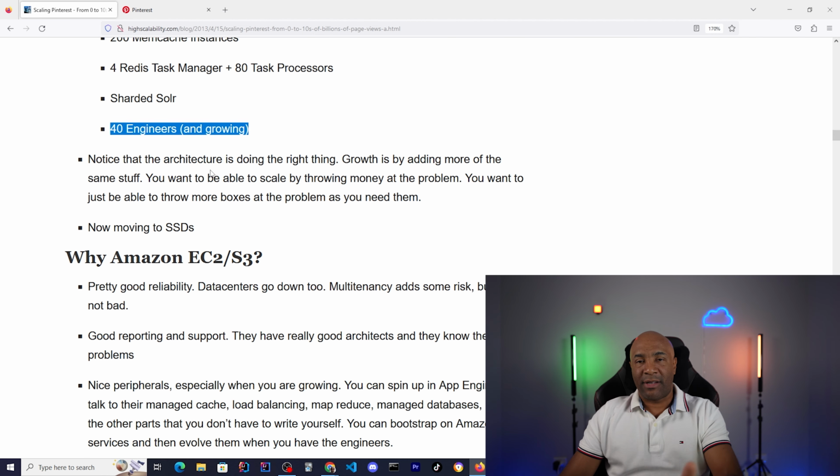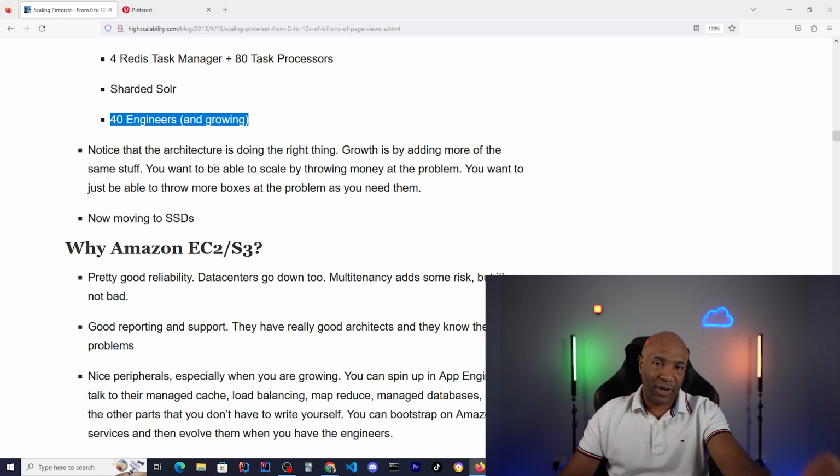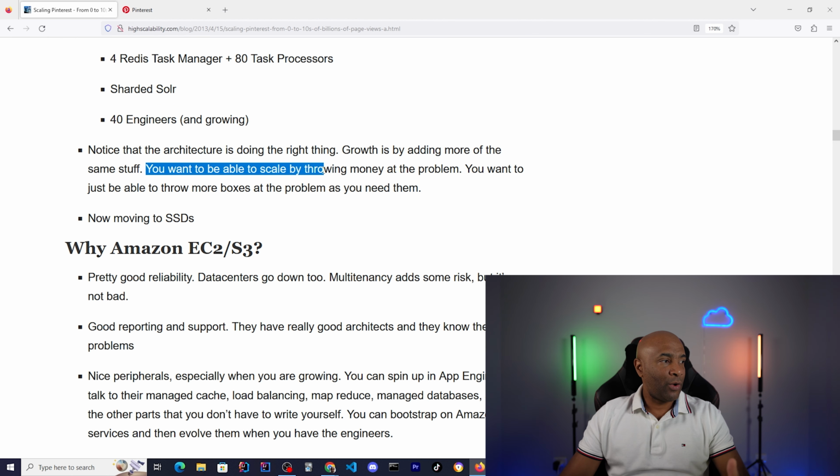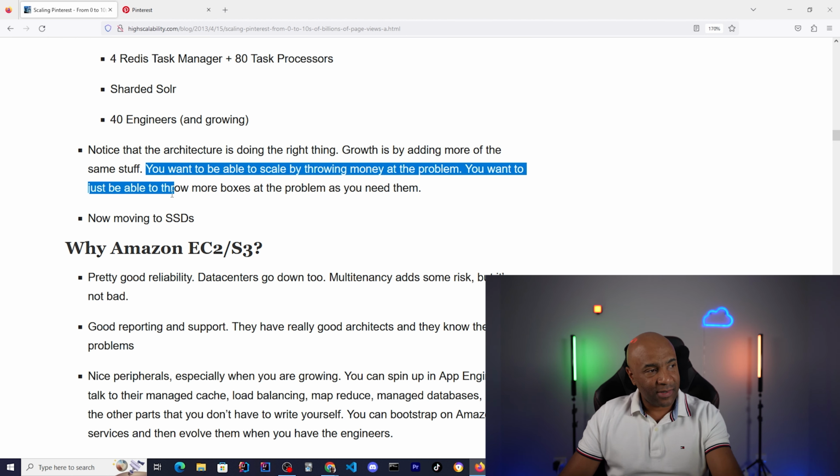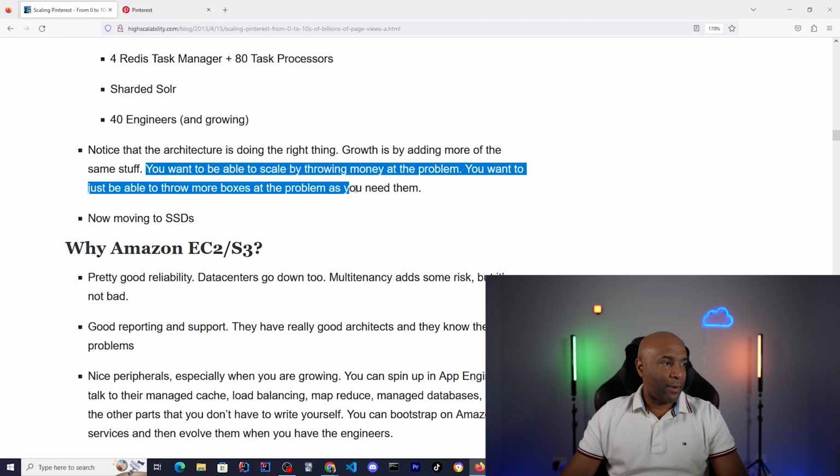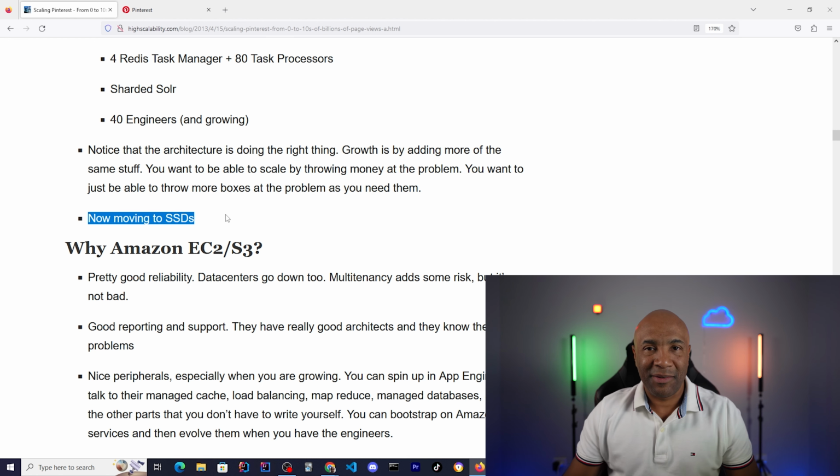They simply kept adding more of the same kind of machines and the same services, and that is pretty good and pretty enough to serve the requests. You want to be able to scale by throwing money at the problem. You want to just be able to throw more boxes at the problem as you need them. And now moving to SSDs, because that's going to give them way more speed than they had at that time using HDs.